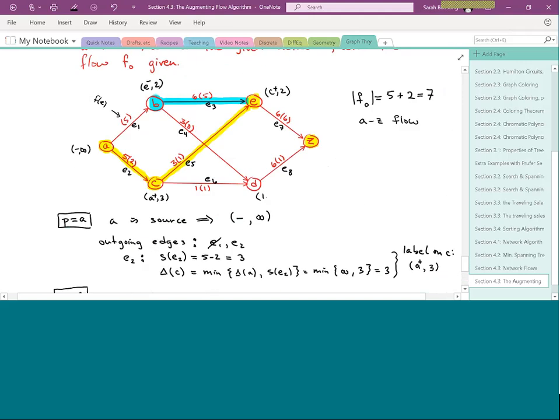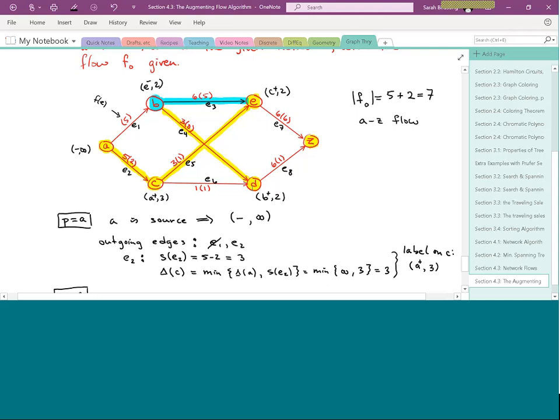So here, we came from B in the forward direction, push 2 units of flow through. And I'm going to go ahead and highlight the edge we just used because D is the only vertex right now that has a label we haven't scanned from yet. Now, we'll then scan from vertex D.